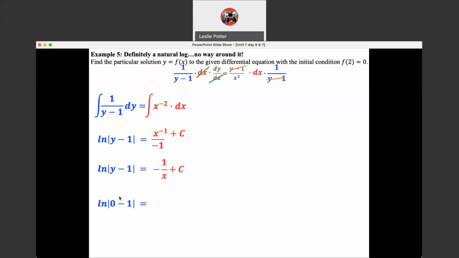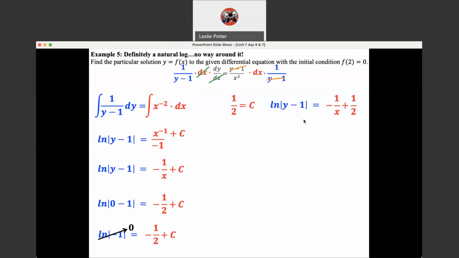This is where the absolute values are absolutely important, because we can do that and we can still evaluate this. And then we're going to put in 2 in for x. Okay, so this is the natural log of the absolute value of negative 1. That means the natural log of 1. And the natural log of 1 is, go back to your important values, natural log of 1 is 0. So the natural log of the absolute value of negative 1 is 0. So now we know that we have 0 equals negative a half plus c, or c equals a half. So now I'm going to come back to this general solution and write y minus 1 equals minus 1 over x plus a half. Put in that plus a half for c.